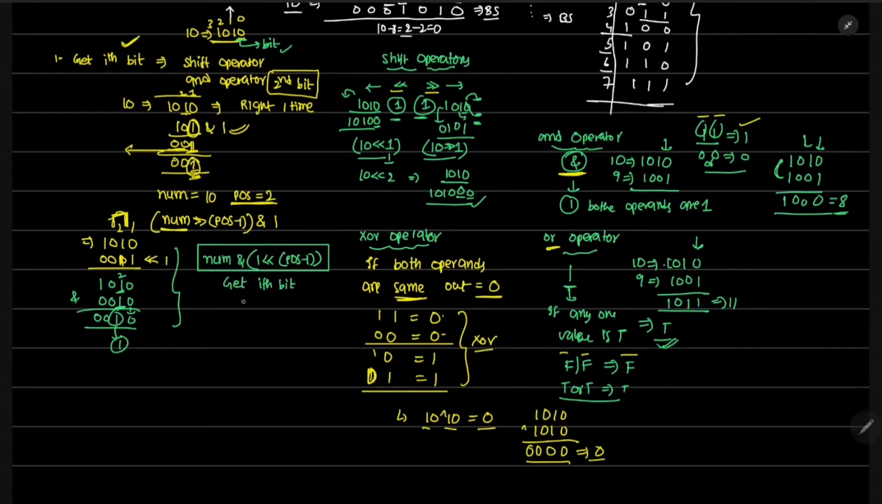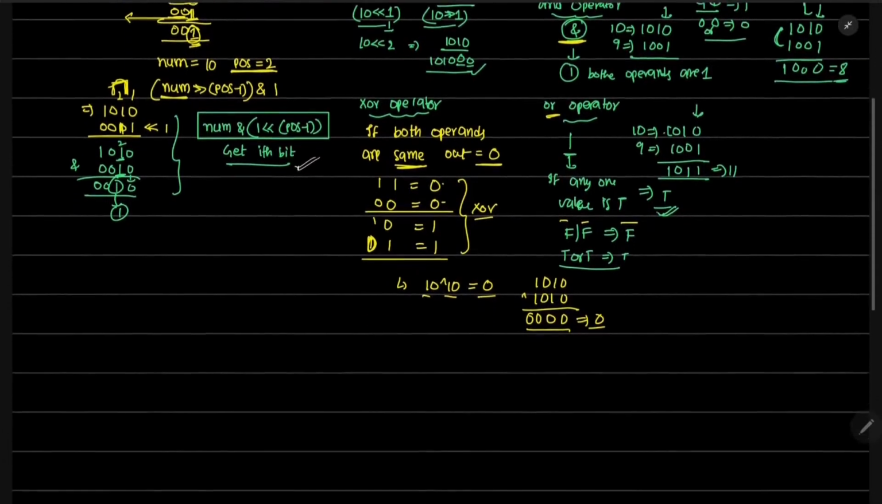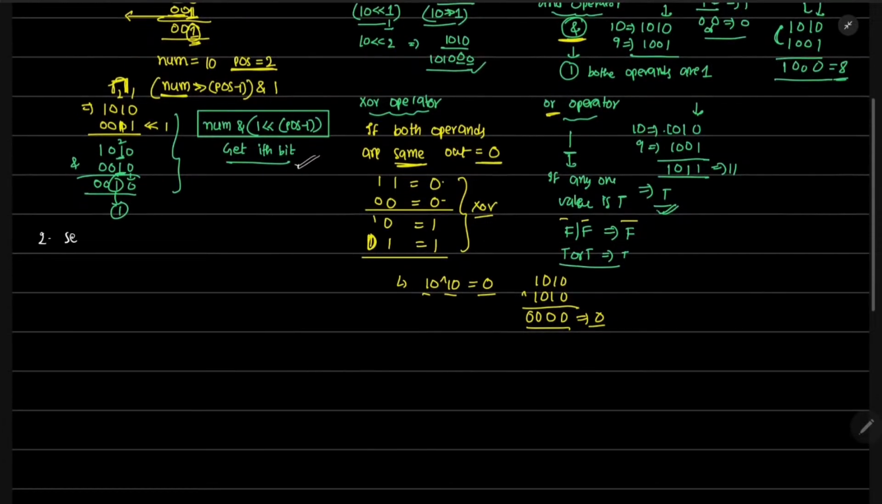Now what if I want to set the bit? Setting the bit is quite opposite to getting the bit. When I say get the bit, we are getting the nth bit. Setting the nth bit is nothing but, if it is 0, we convert it to 1. That's it. If it is 1, we do not do anything. We can convert 1 to 1, nothing changes.